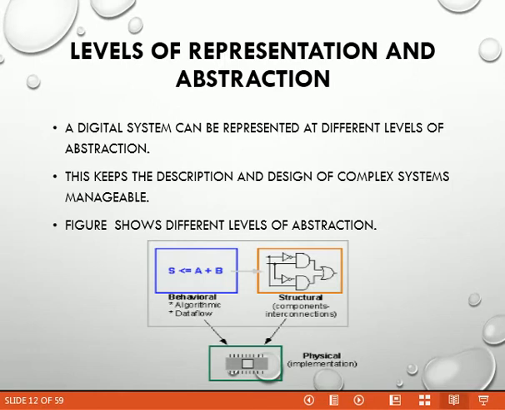Here in this figure you can see there are three different levels of abstraction. One is the behavioral, which is regarding algorithmic as well as data flow, and then structural, which is related with components and interconnections, and then the physical abstraction level, that is nothing but the implementation level. Now the highest level of abstraction, that is behavioral, describes a system in terms of what it does or how it behaves.